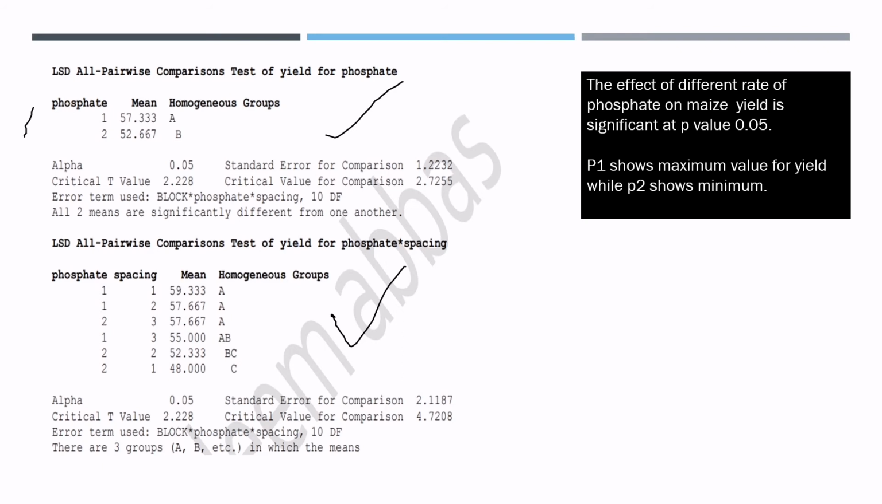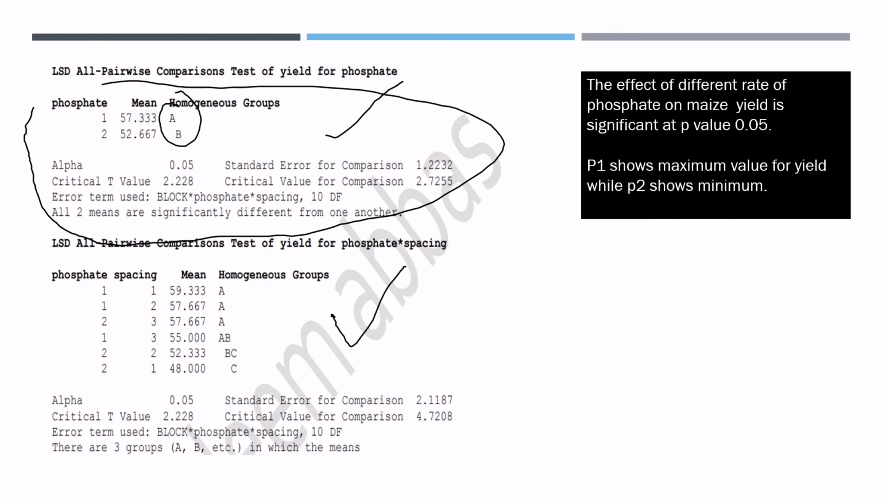For the first test, we can conclude that the effect of different rates of phosphate on maize yield is significant at p-value 0.05 because there are two different groups, A and B. Furthermore, P1 shows the maximum value for yield while P2 shows the minimum value for yield.